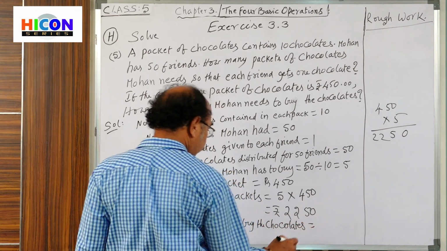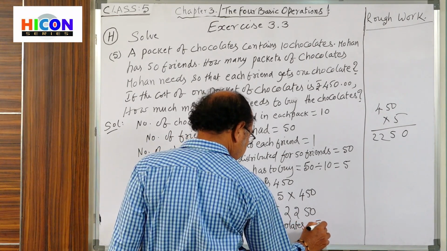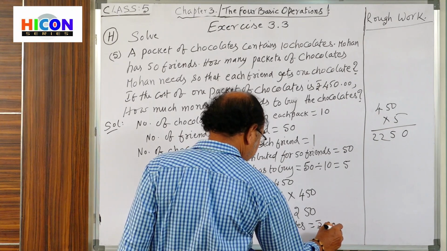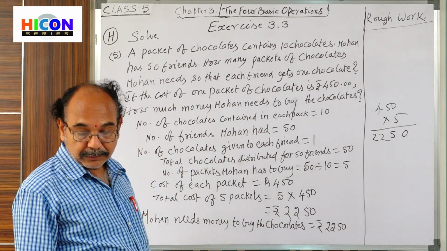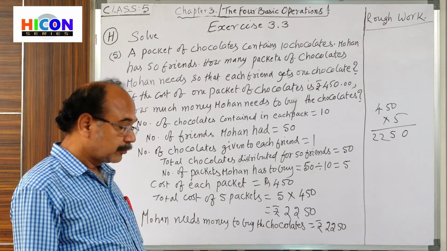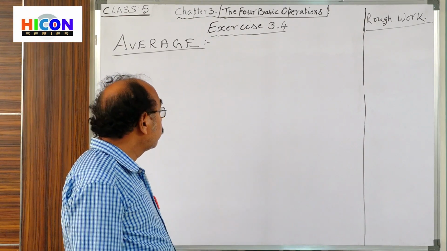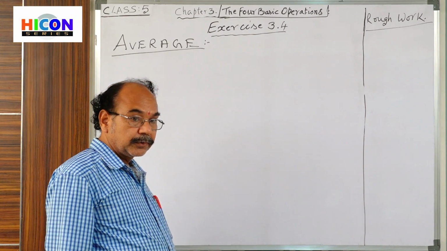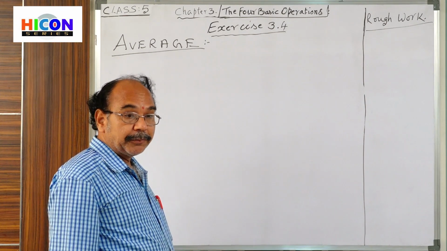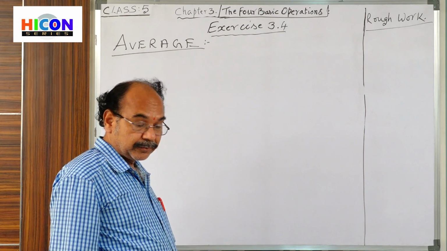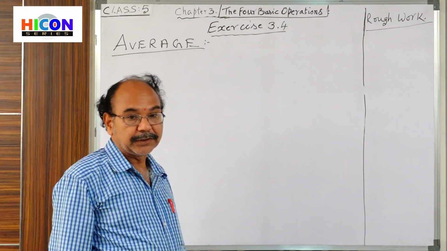Is equal to rupees 2,250. Okay, children? Understand well? Very good. Now we are going to learn about average. What is meant by average?